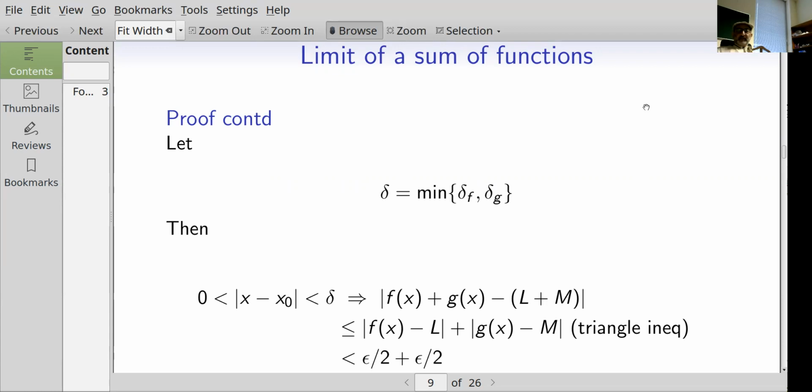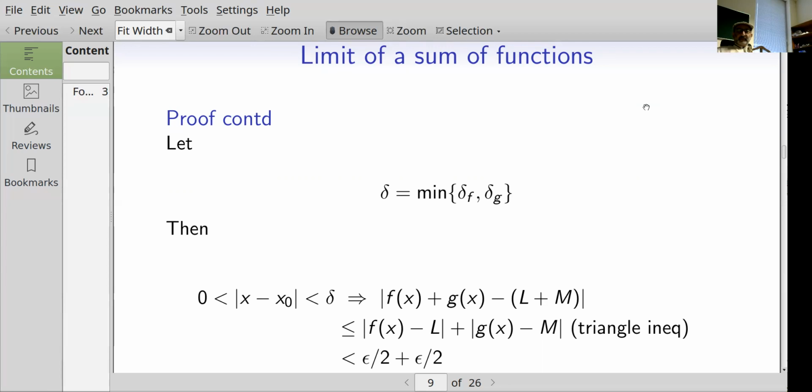Now, if the absolute value of x minus x naught is less than delta, and delta is less than or equal to delta f, then I know that the absolute value of f of x minus L is less than epsilon over 2. That was the assumption that we already had before, that the limit exists and it's equal to L.